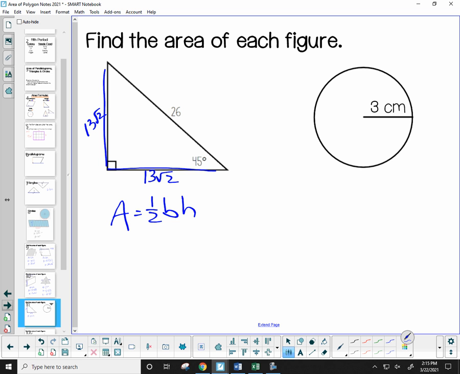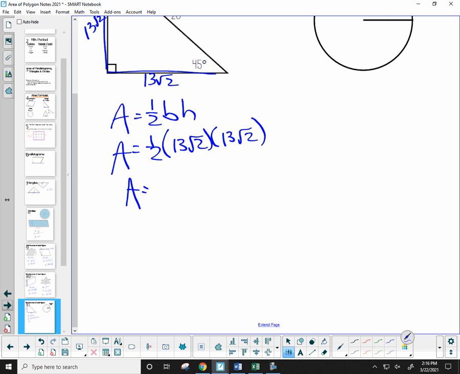All right, so now I can plug it in, right? So area equals 1/2. My base is 13 radical 2. My height is 13 radical 2. So what is radical 2 times radical 2? Just 2. 1/2 of 2 is 1. So really I have 13 times 13, which is 169 square units. Okay?